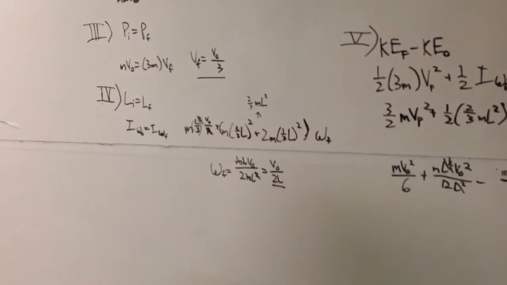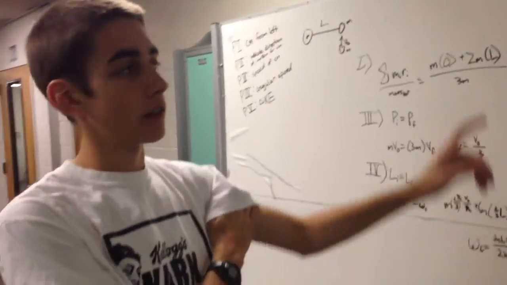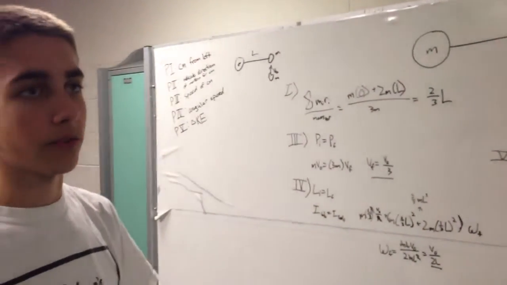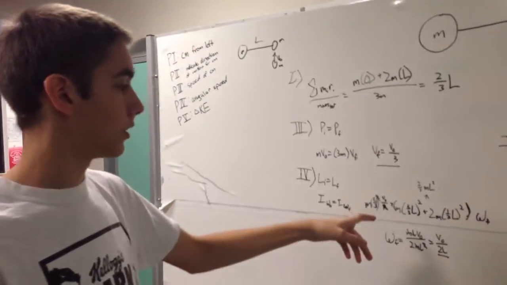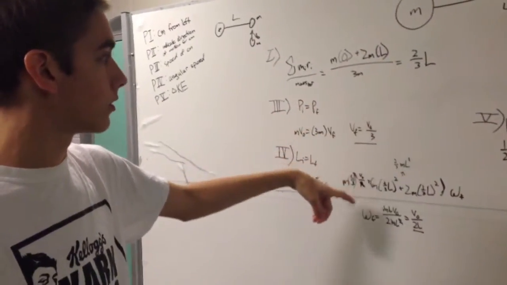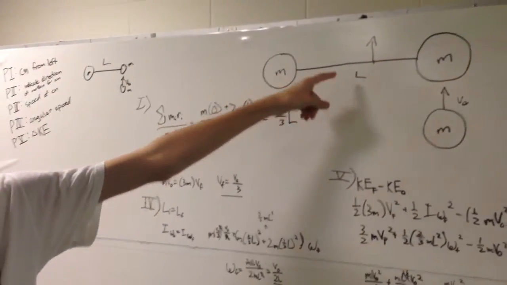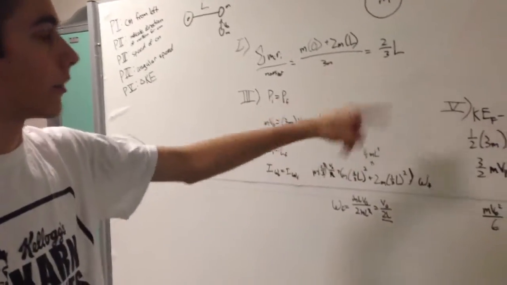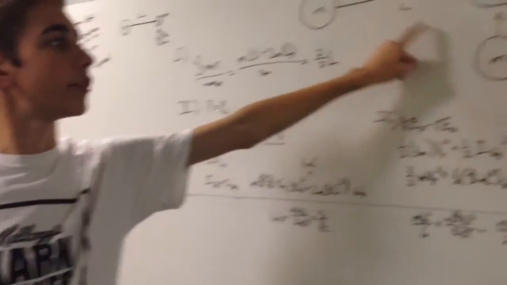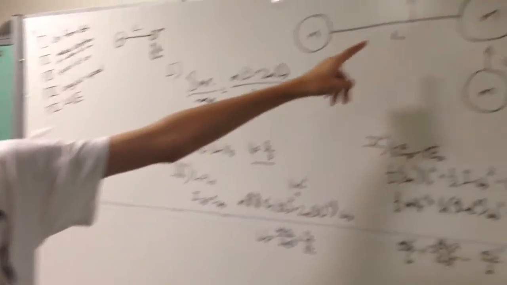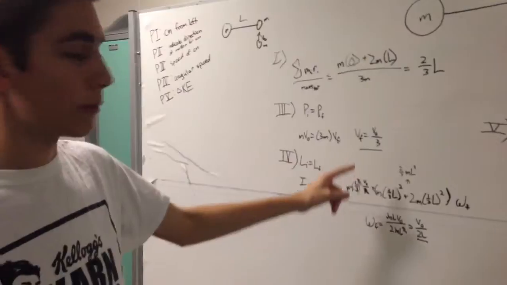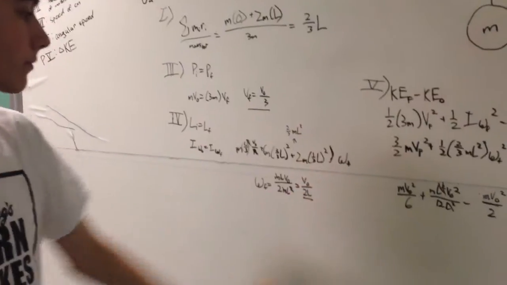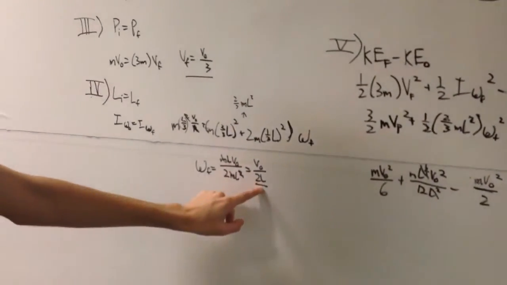The final, you have to find I, because there are 2 different parts to this. You have to just find the sum of the I's, which is mass times 2/3 the length, because this mass is 2/3 the length away from the center of mass, times length squared. This one is 1/3 away from the center of mass, so it's 2m times 1/3 L squared. You just add that up, you get 2 over 3 m L squared times omega final. Solve for omega final, you get v sub o over 2L.